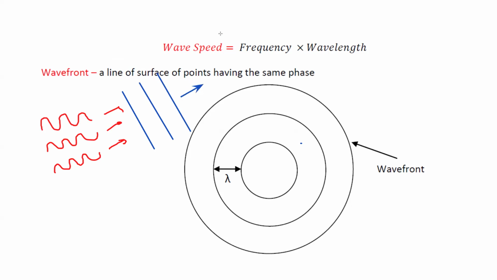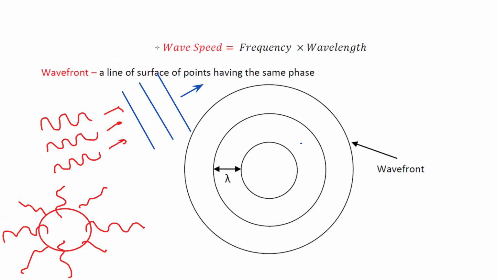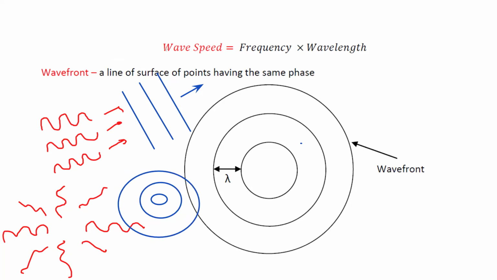But if waves are traveling in different directions, like one group of waves is moving towards right, one is moving towards left, one is going up, one is going down. So waves are traveling in all the directions. How do we represent this type? When we join the identical points, we get a circle. So in that case, when you join the identical points, we get a spherical wavefront. So wavefronts can be spherical, and they can be plane.